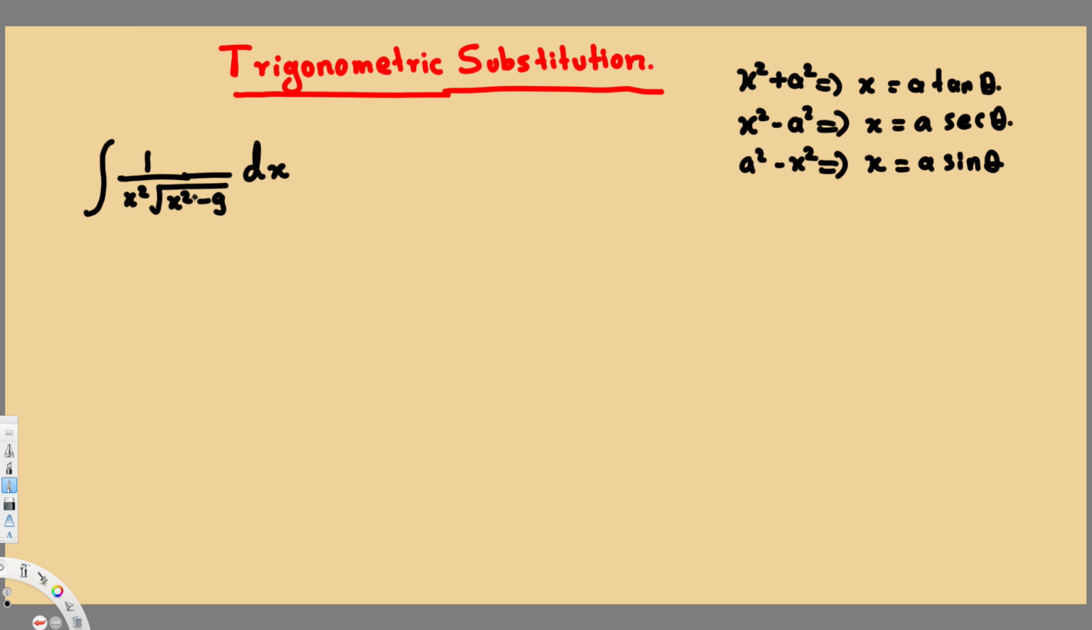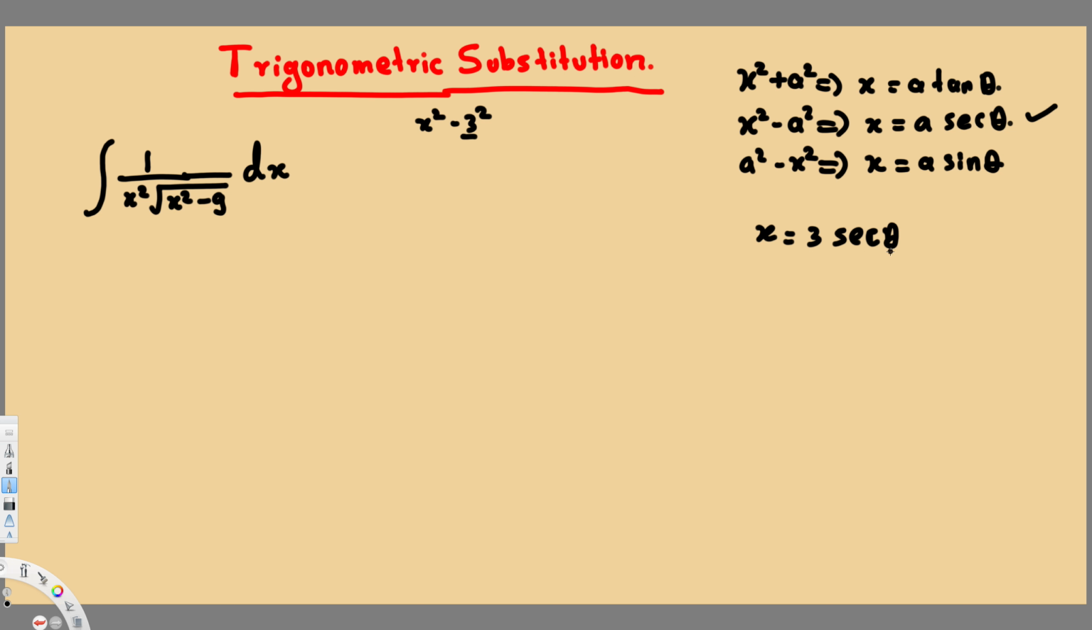Here we have x square minus a number square, because this is same as x square minus 3 square. Now x square minus number square comes under the second one. Now we have to replace this one with a sec theta. So x is equivalent to a value, which is going to be this value, that is 3. So this is going to be 3 sec theta.